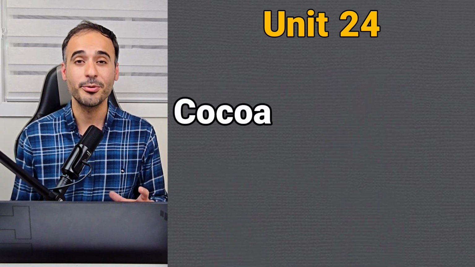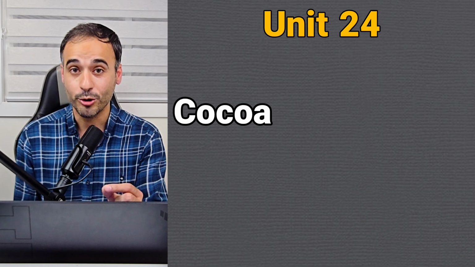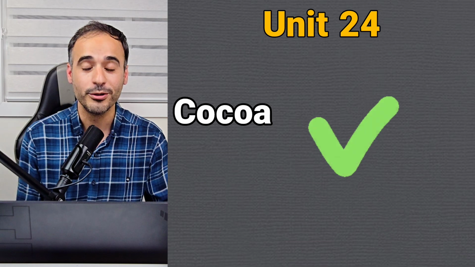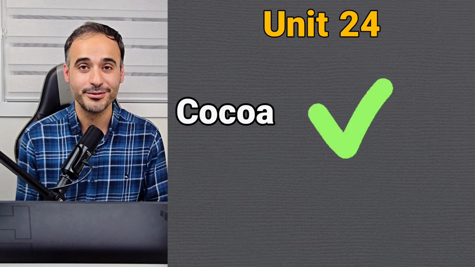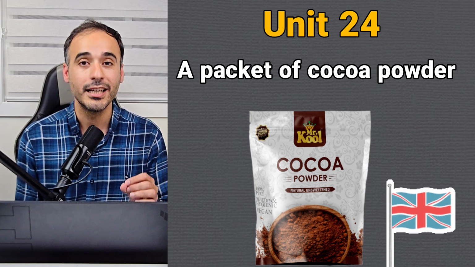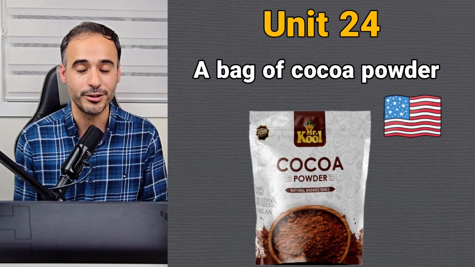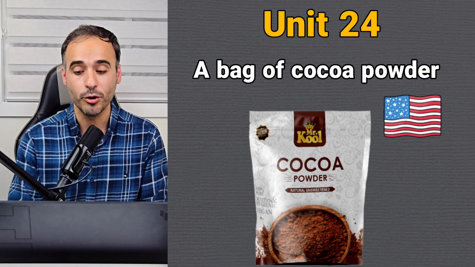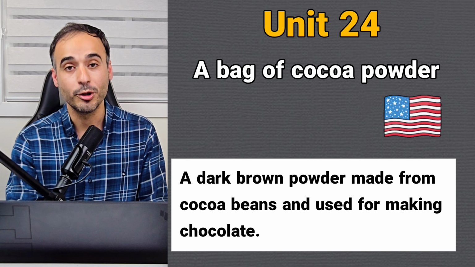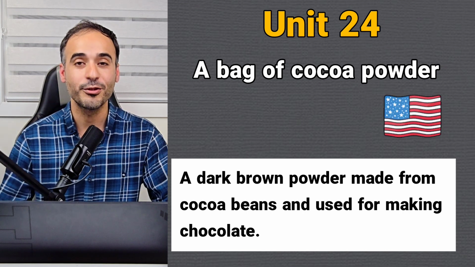All right, how do you pronounce this word? Did you just say cocoa? No, we pronounce it like cocoa. So this is cocoa. And here we have a packet of cocoa powder. Let's read the definition for cocoa. A dark brown powder made from cocoa beans and used for making chocolate. A packet of cocoa powder.